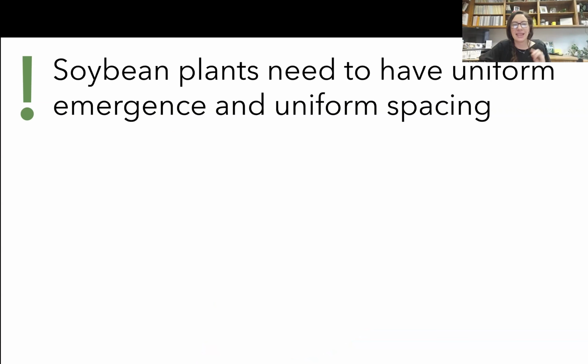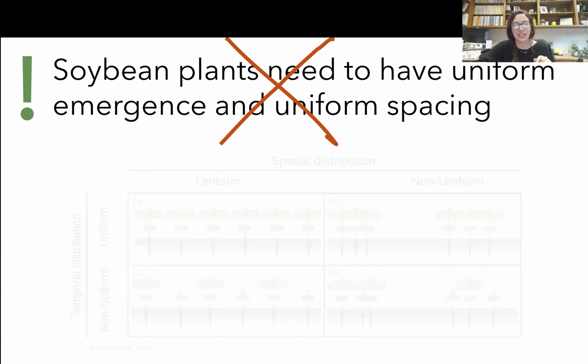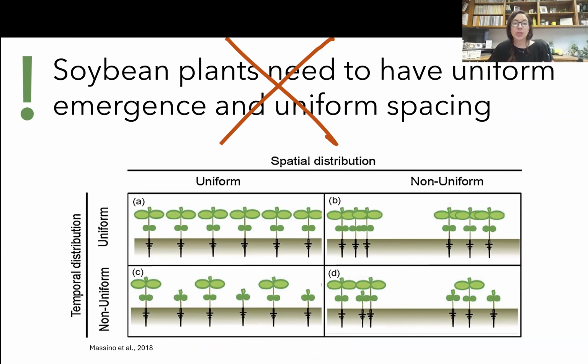We are going to talk a little bit about that. And I'm going to say, there is this misconception that soybean plants need to be completely uniform in the emergence and in the spacing. They have to look like a wall and perfect. And actually, this is not true. Soybeans are really, really plastic in their morphology. They will branch and they will cover spaces. But we are going to dig a little bit into this. I'm going to show a diagram from my research that was done way, way back.